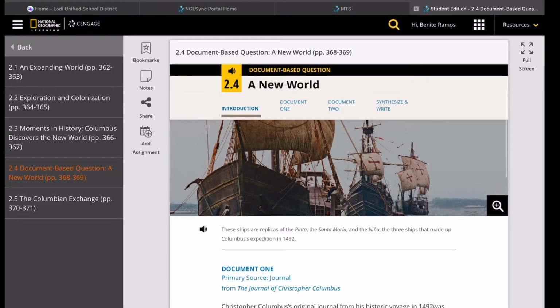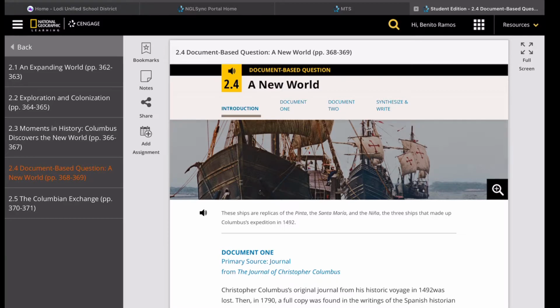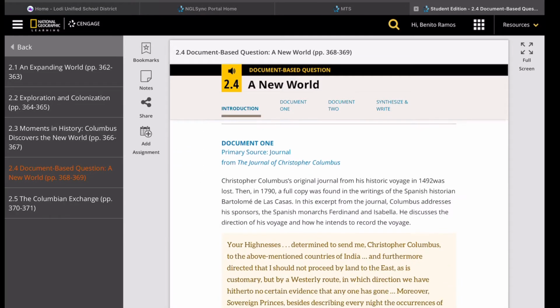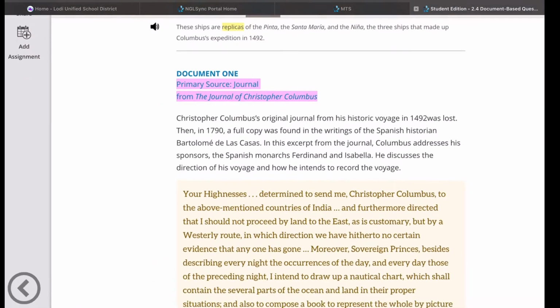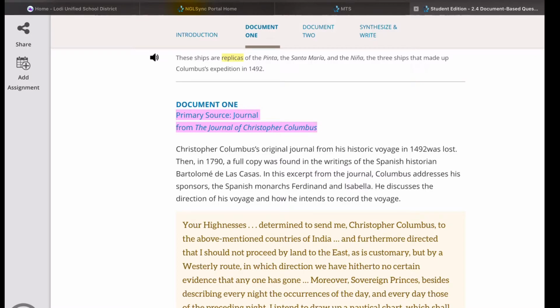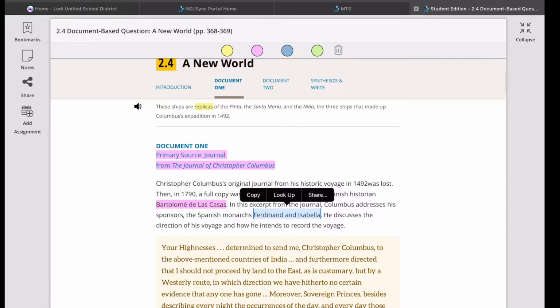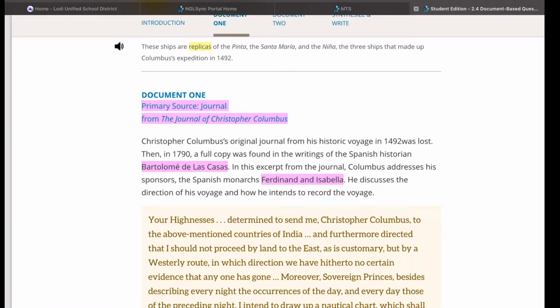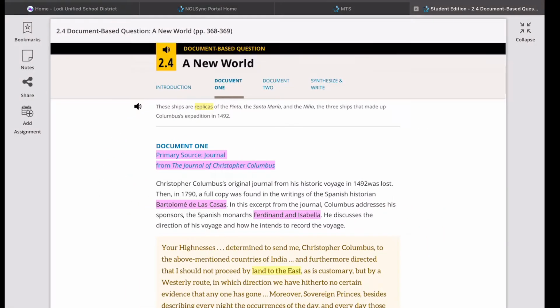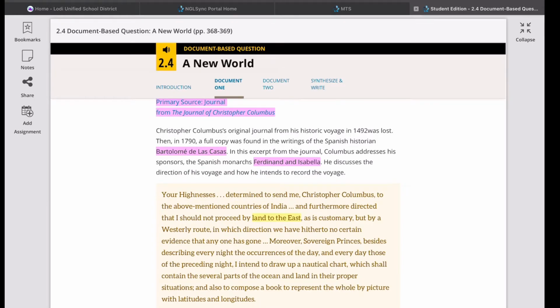Now let's take a look at the first primary source document, which is the Journal of Christopher Columbus. So in 1492, it was lost. Then in 1790, a full copy was found in the writings of the Spanish historian Bartolomé de las Casas. In this excerpt from the journal, Columbus addresses his sponsors, the Spanish monarchs Ferdinand and Isabella. So he discusses the directions of the voyage and how he intends to record the voyage.